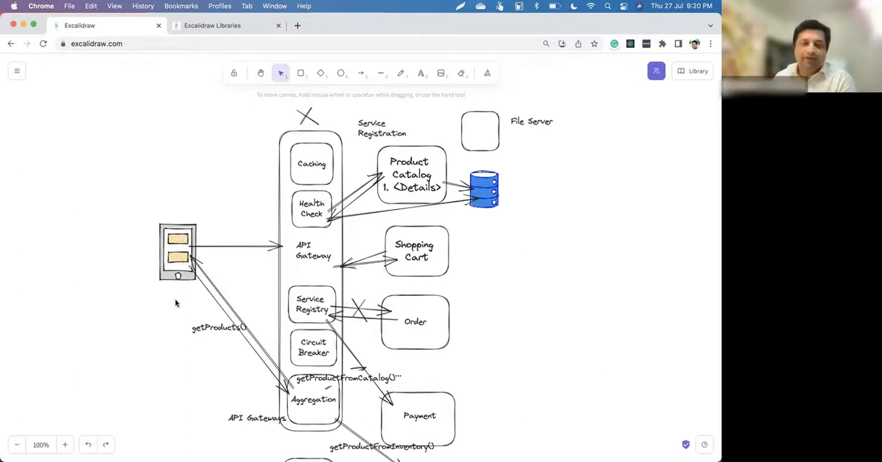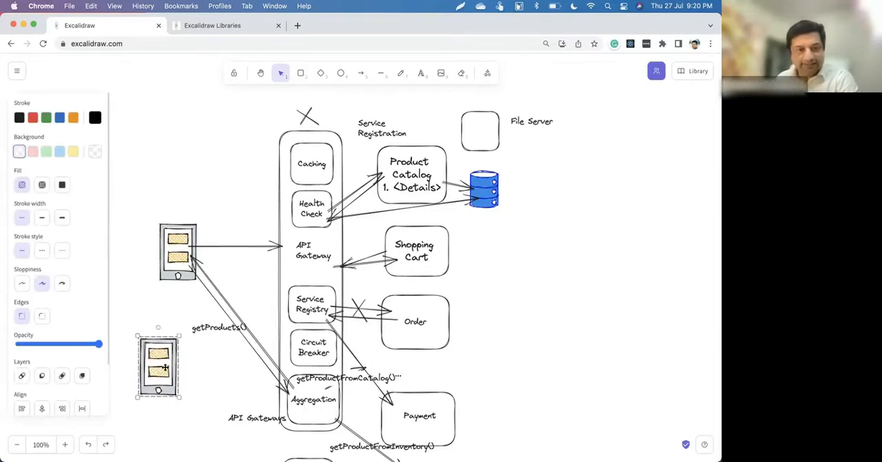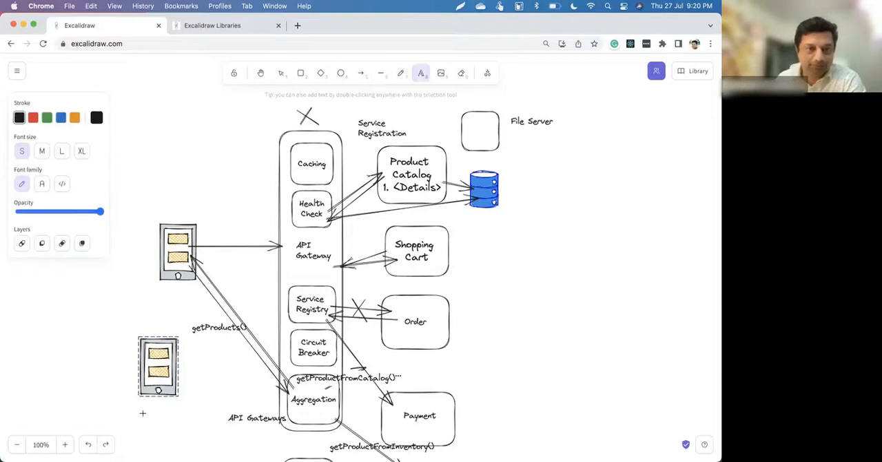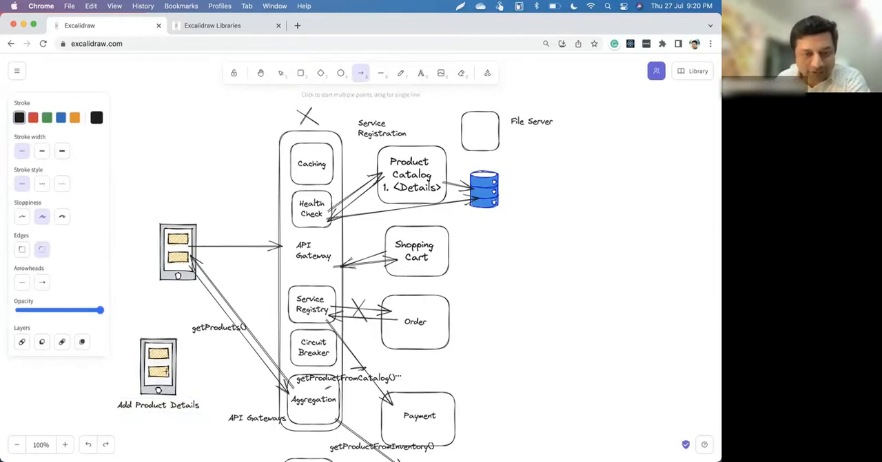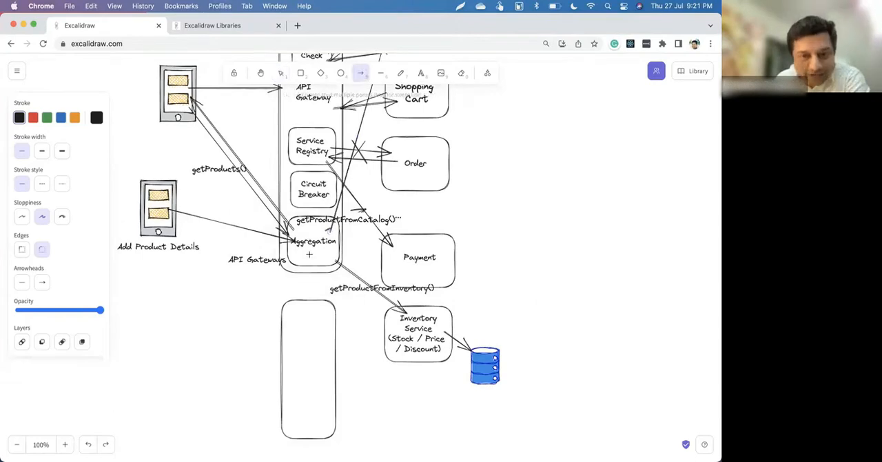Right. Same way, when you are adding a product, right? So assume there is another mobile app which is adding the details of a product. You can again use the service aggregator pattern, because not only for reading, for writing also, when you are adding a new product, you write to the catalog, update all the details about the product, and at the same time also write to the inventory, update stock, price, discount, etc.